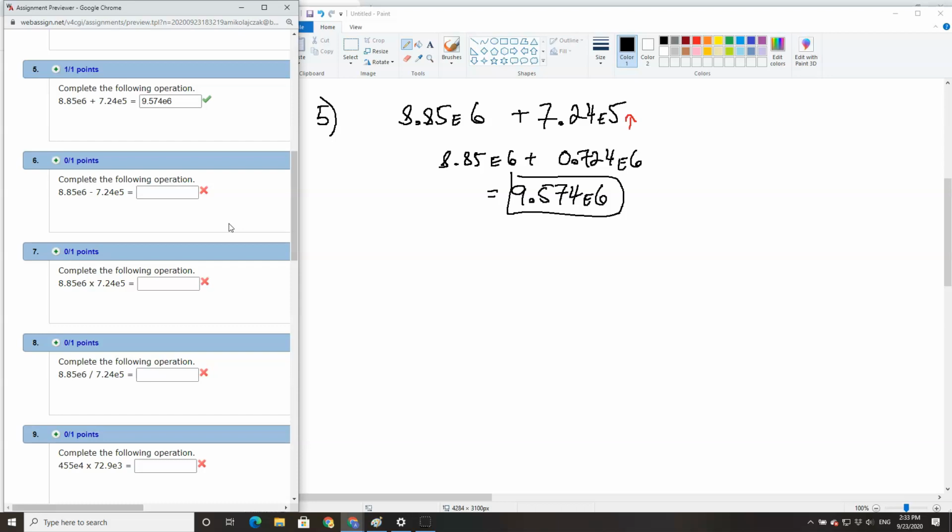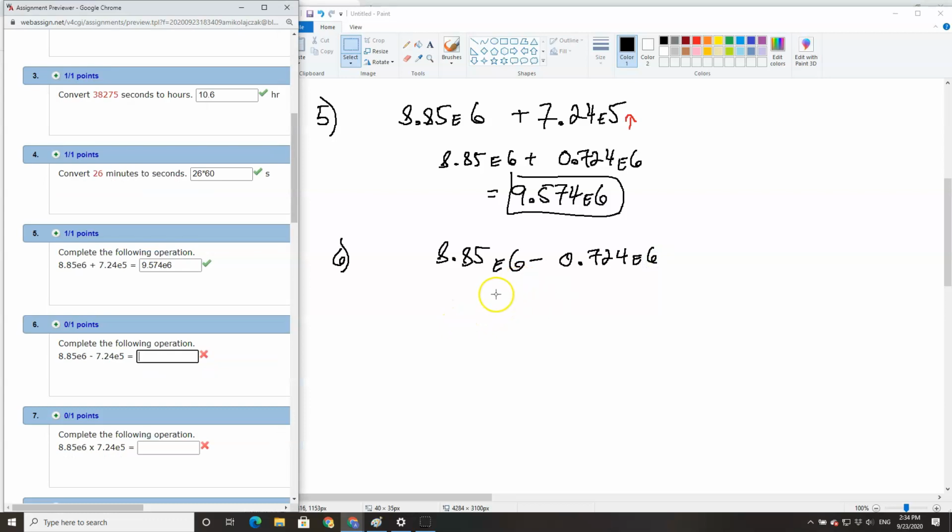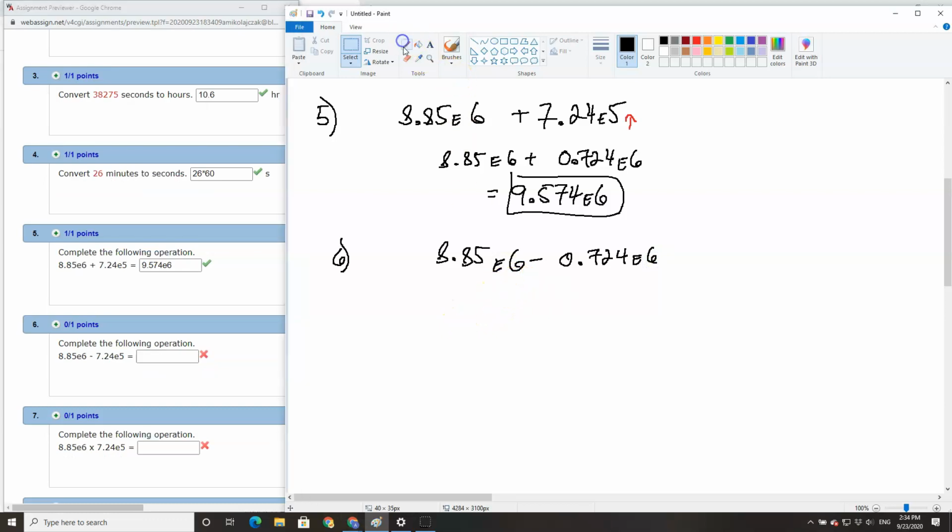Okay. Moving on to number 6. The same deal. Since I've already converted the 0.724 E6 into the E6, I'm just going to use that same number again. It's the same numbers for 6, 7, 8, and 9. This will give you 8.126, and you're still in E6.